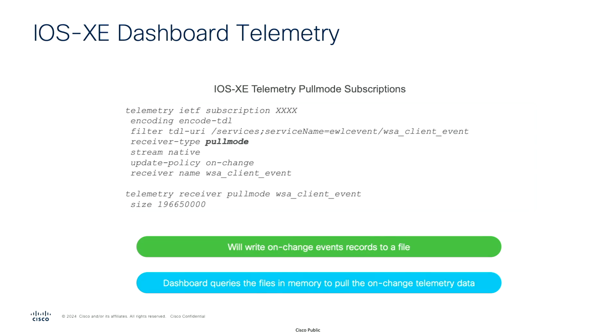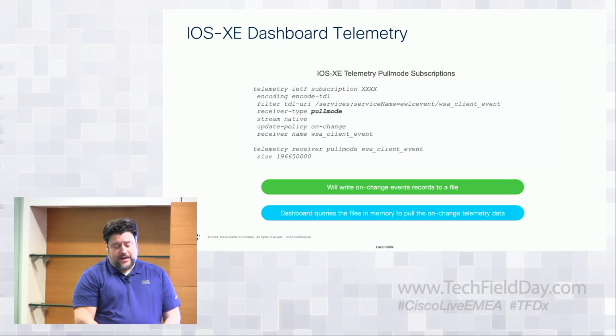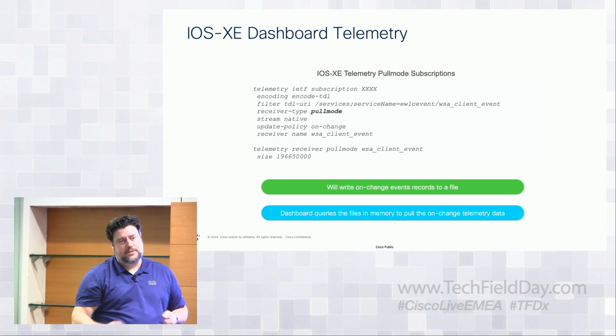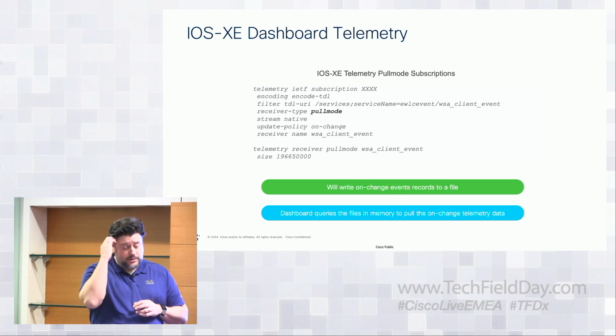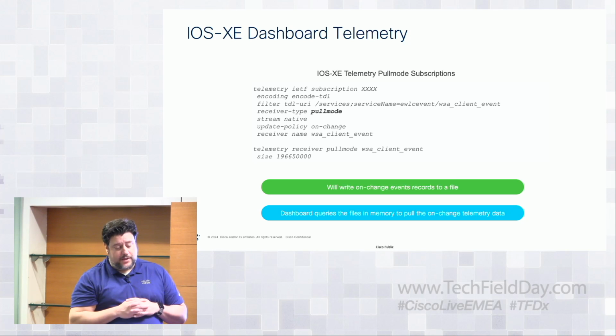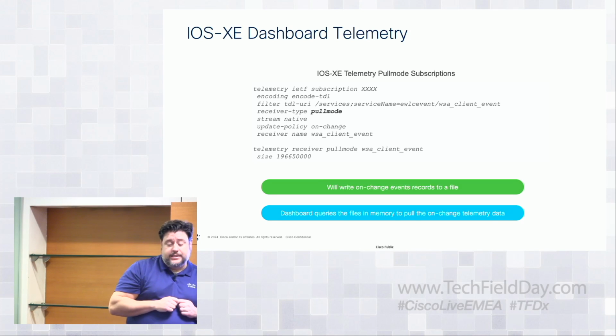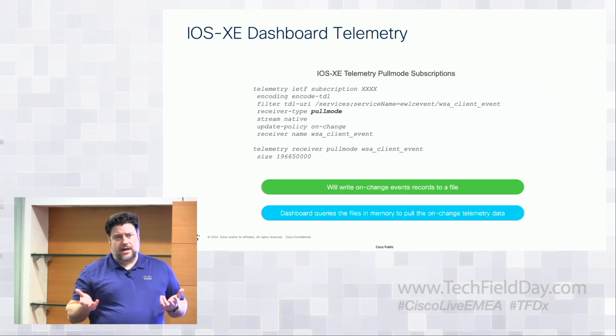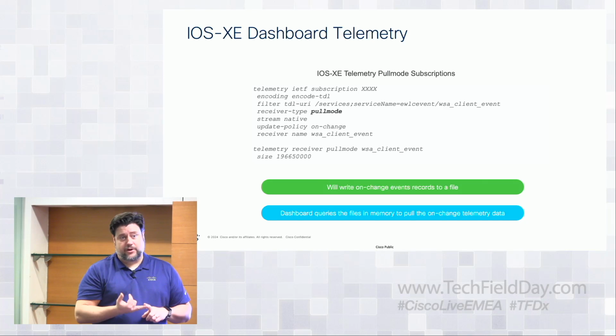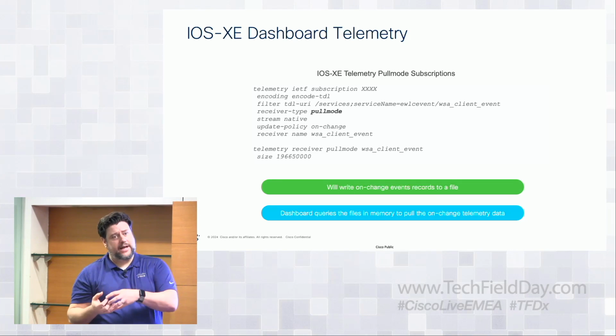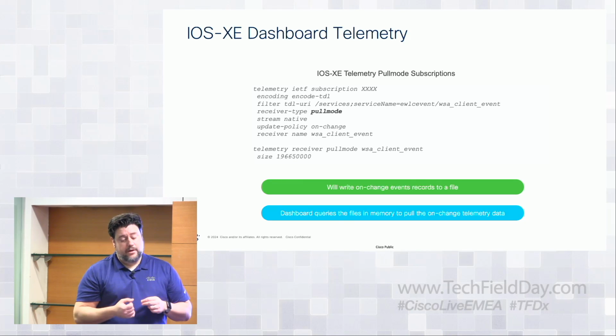So a cool thing you'll see, 2 different ways we're collecting data now from the boxes. If you guys have added things to Prime or Catalyst Center, you'll see all the different telemetry subscriptions that get configured on the controllers. And with this new iOS XE integration, you're going to see a new receiver type here. I've got it highlighted here. It's called pull mode. There are 2 different types of telemetry, on-change and periodic. But we want dashboard to be able to pull the data off the box and not have it pushed.